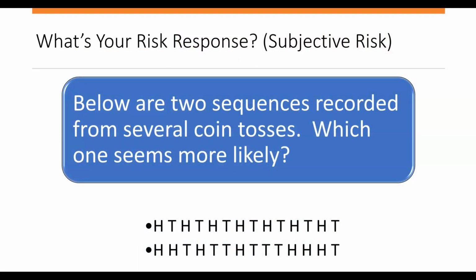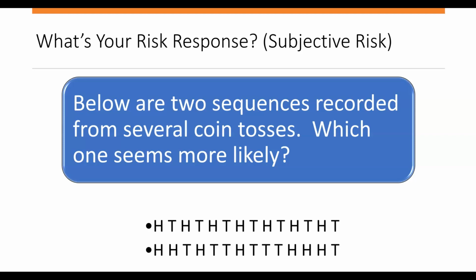So let's look at subjective risk. We looked at objective risk, where you can talk about a number or you can talk about high, medium, or low. So it can be qualitative or semi-quantitative. But let's talk about subjective risk. Below are two sequences recorded from several coin tosses. Which one seems more likely to you?